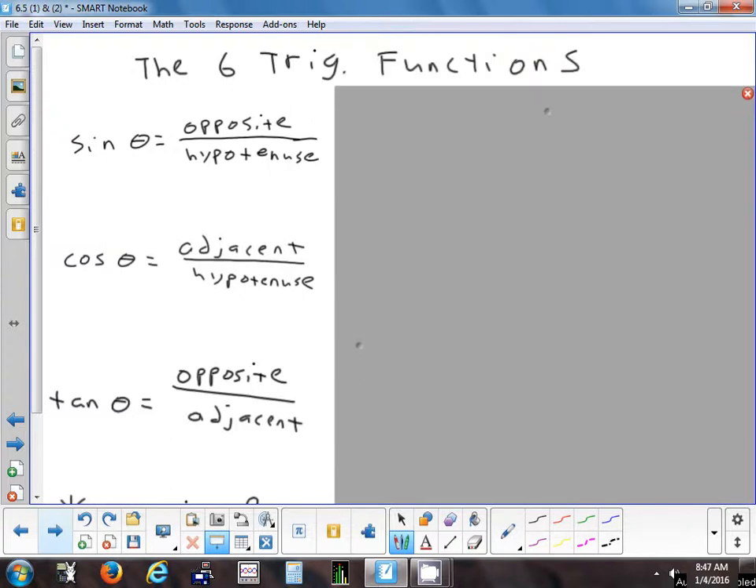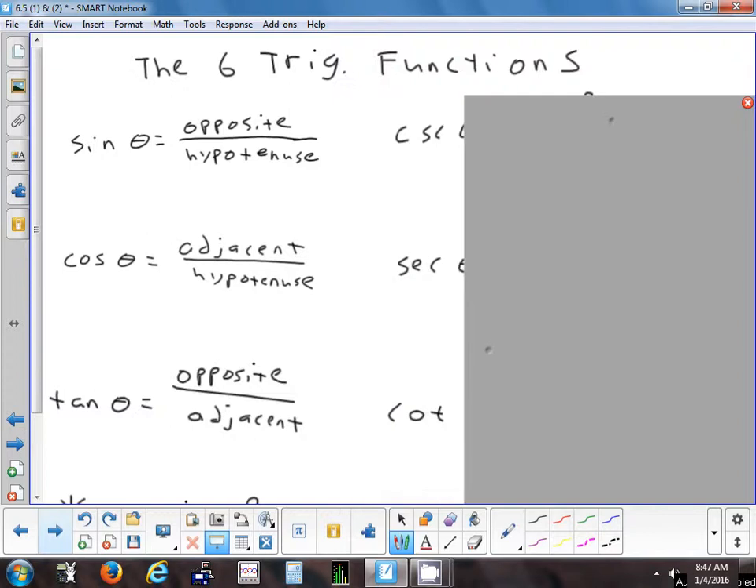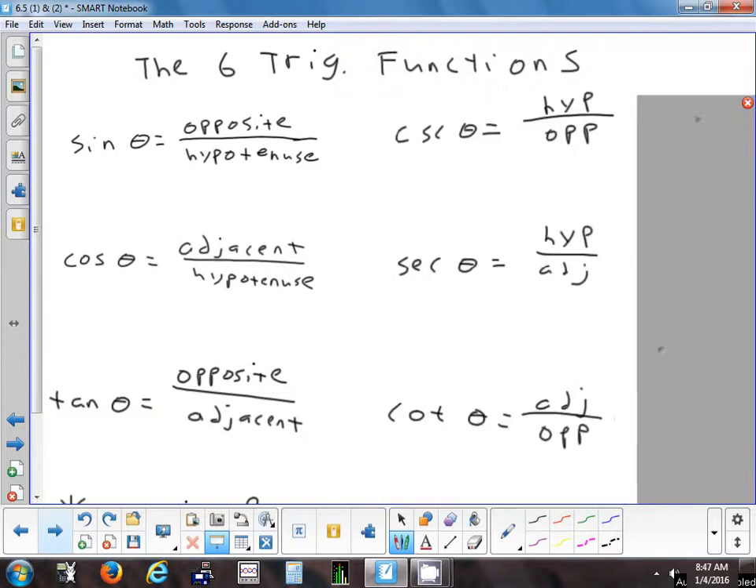Does anyone remember, when we did unit circle trig, what we do to each one of these to get the other three? We just flip them. So your cosecant is hypotenuse over opposite, your secant is hypotenuse over adjacent, and your cotangent is adjacent over opposite.